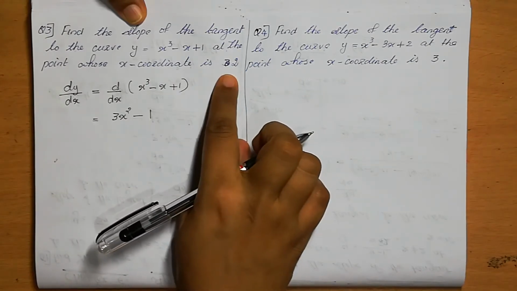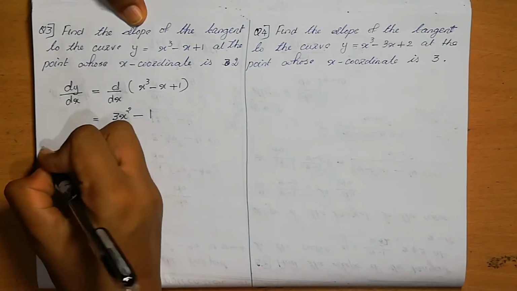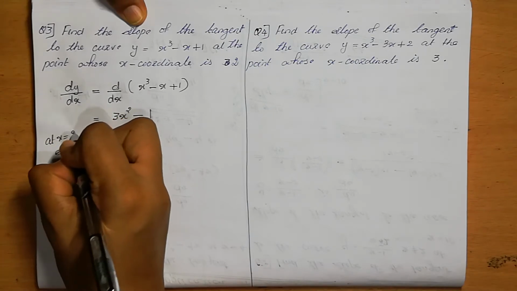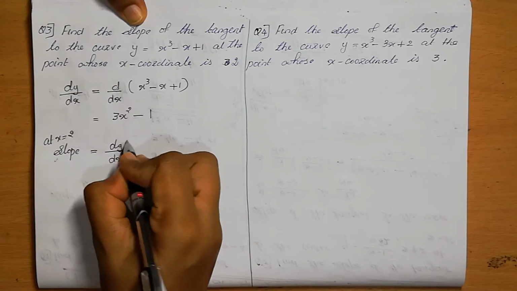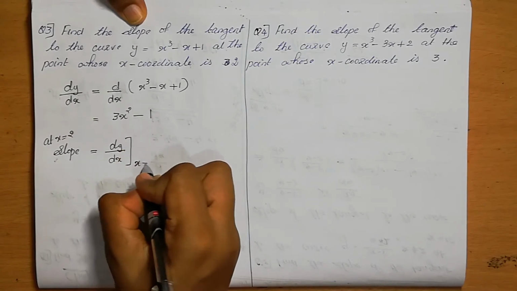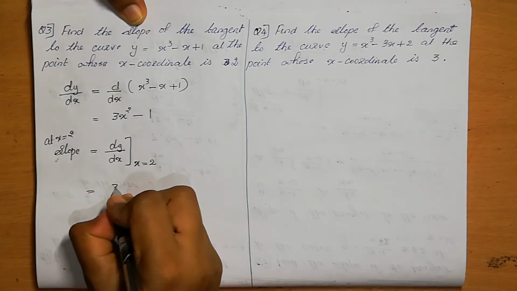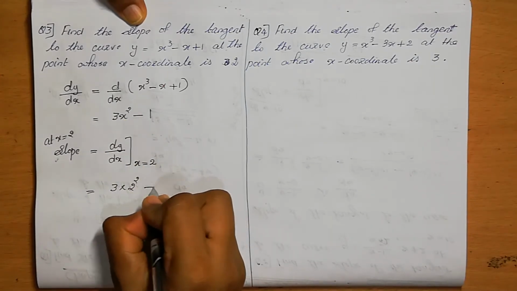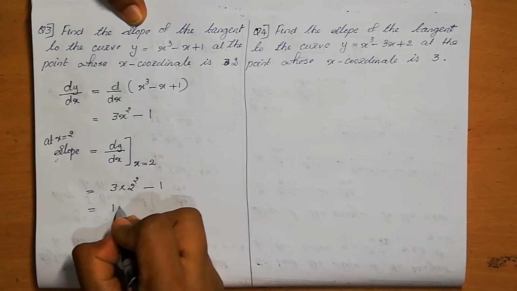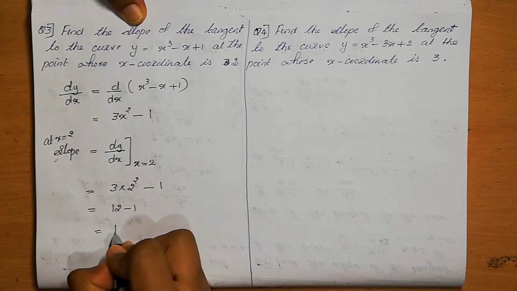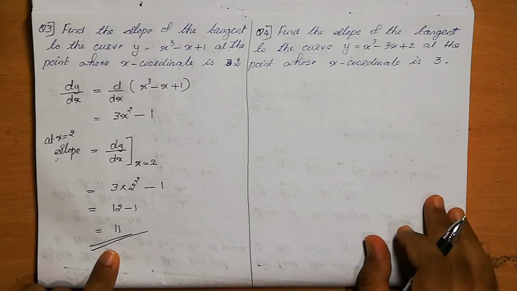X coordinate is 2 means x equal to 2, right? Then the slope at x equal to 2, slope is equal to dy by dx at x equal to 2. That means instead of x we need to substitute 2. That means 3 into 2 square minus 1. 2 square is 4. 4 into 3 is 12. 12 minus 1 is 11. So the slope at x equal to 2 is 11, we can write.